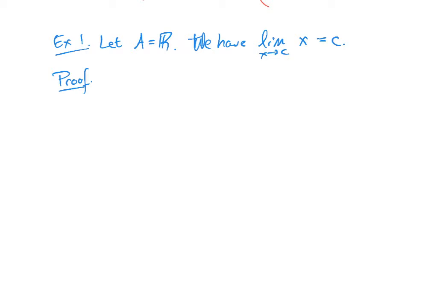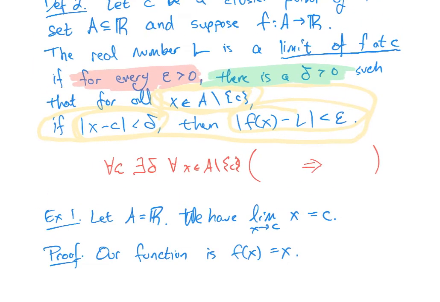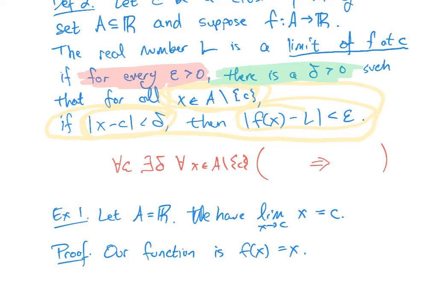Let's just check. Our function is f of x equals x. If we're trying to match the definition, that's our function. And f does indeed map from the real numbers, which is the set A, to the real numbers. And the point C really is a cluster point of the set A.